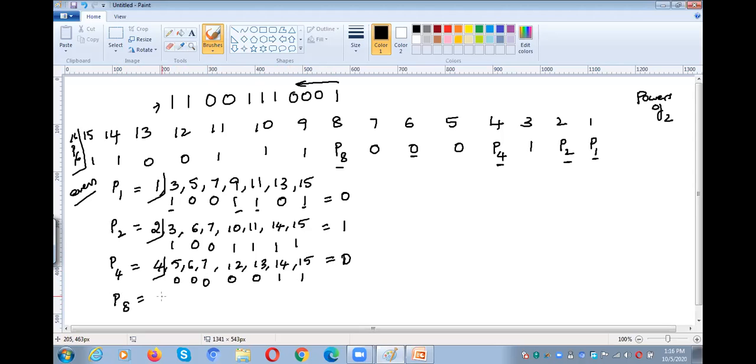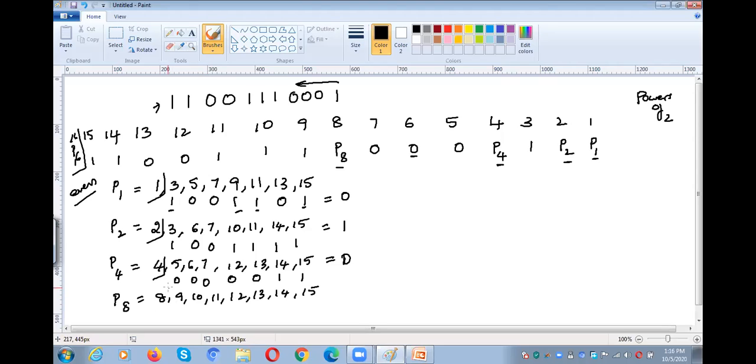And then P8. 8, 9, 10, 11, 12, 13, 14, 15. You need to consider 8 positions and you need to leave 8 positions. Here we have only up to 15. Okay. So 8, 9, 10, 11, 12, 13, 14, 15.